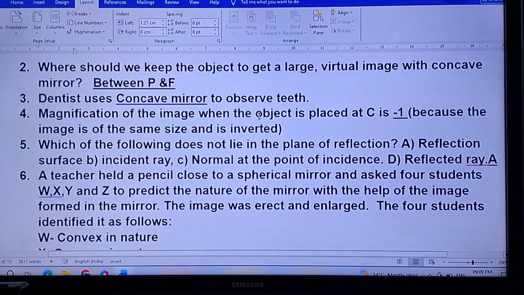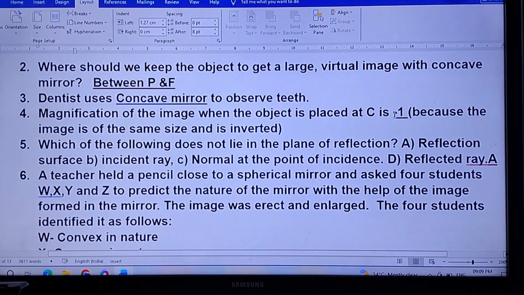Magnification of the image when the object is placed at C is minus. C is a dash. Dash is minus 1. 1 because it is the same size, minus because it is an inverted image. So the image is of the same size and is inverted. Next, this is only the explanation that I have written, children. You have to only tick this minus 1.